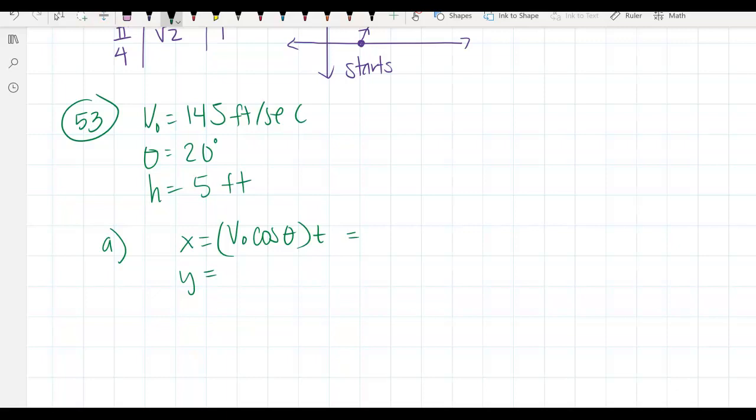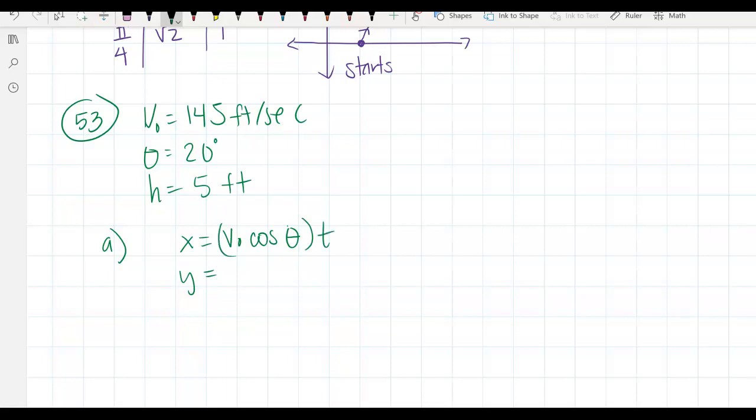It doesn't throw it straight up. Oh, never mind. It's 20 degrees. I lied. We have an extra degree. Okay, let's try that again. Cosine of theta. Sorry. I heard straight up, but I lied. It's not straight up. All right, so we actually have an angle.